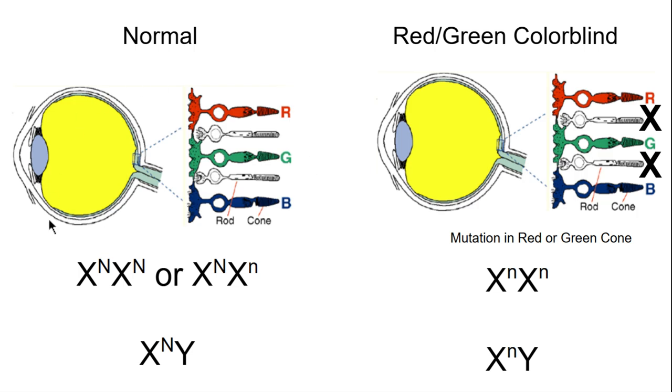What is causing this? Well, there's genes that determine the rods and the cones, which pick up the color in your eyes. So if you have a mutation, these rods and cones that pick up either the red color or the green color, these don't work correctly. So you can't pick up the red or the green color in things you see.